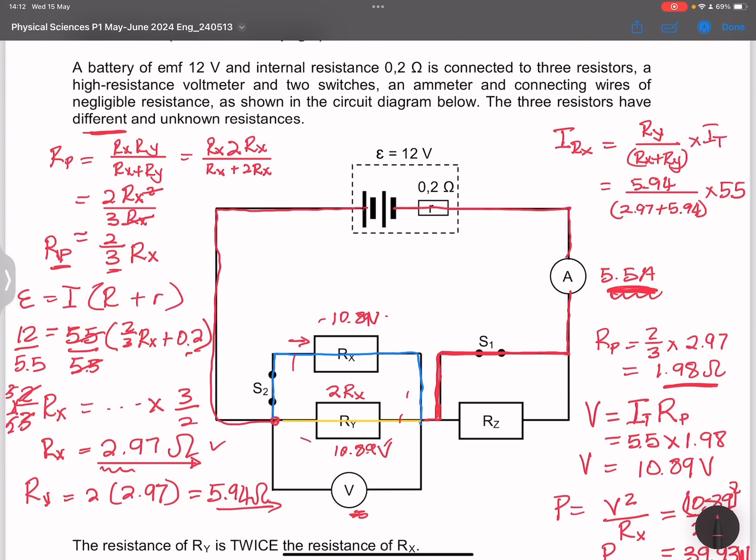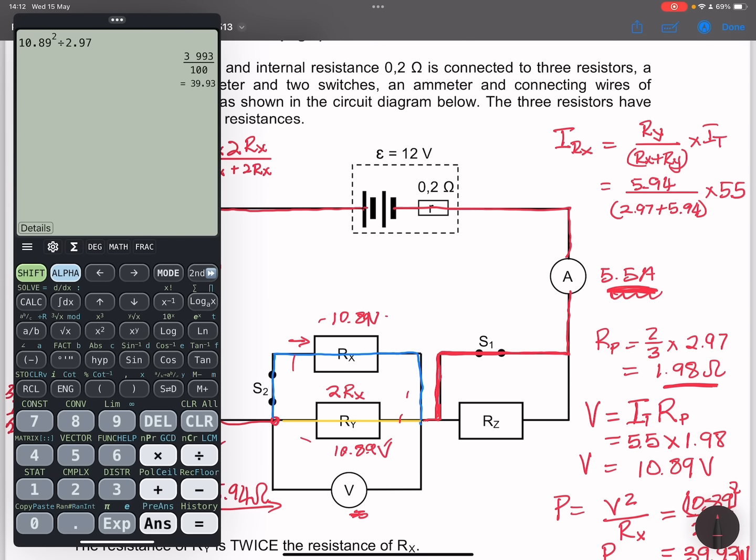I'm just showing you this, ladies and gents. You can use it or not use it. It's really up to you. Just to show you that we'll get to the same answer. So this would be 5.94 divided by 2.97 plus 5.94 again, and this is multiplied by 5.5. So we get a current of 3.6666666. So that is now our current through Rx.